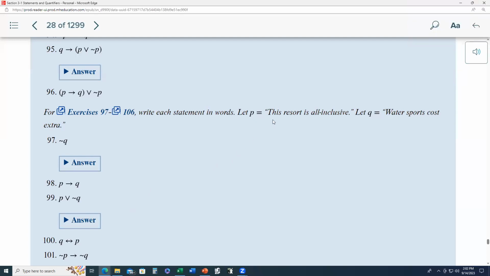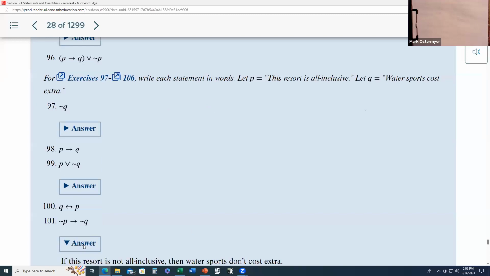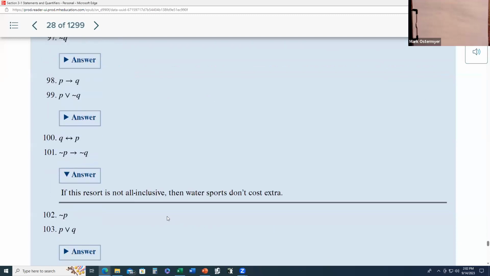If this resort is not all inclusive, then water sports do not cost extra, correct? See how they worded it there? It's not all inclusive. Then, so you got the if then, because that's not a biconditional, that's just the conditional, right? Okay, so you gotta have the if then.